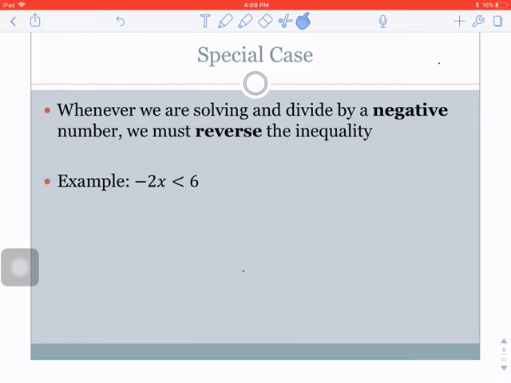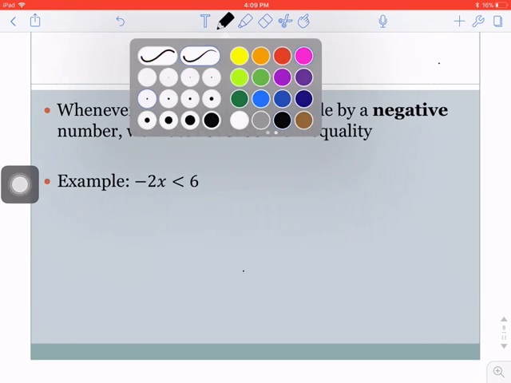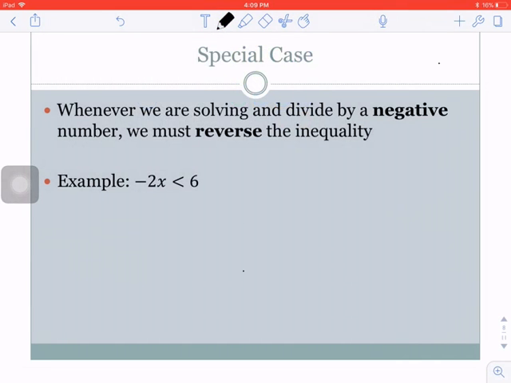When dividing by a negative number, the inequality symbol switches sides. So what do we mean by that? Let's do this particular example and I'll show you. The example is negative 2x is less than 6. What would we do if that was an equals? We want to get rid of the negative 2 that's being multiplied to x, so we do the opposite by dividing by negative 2.